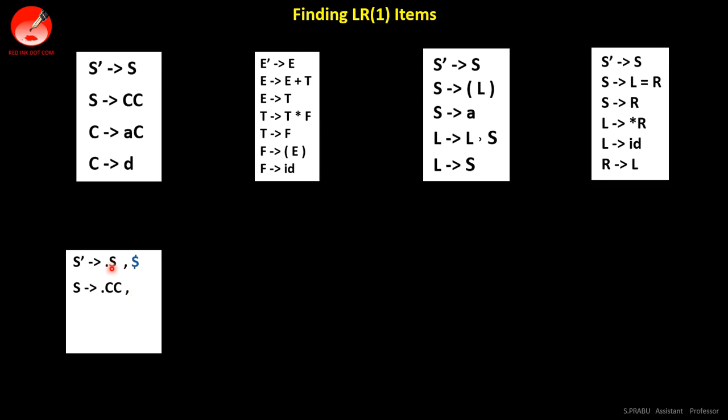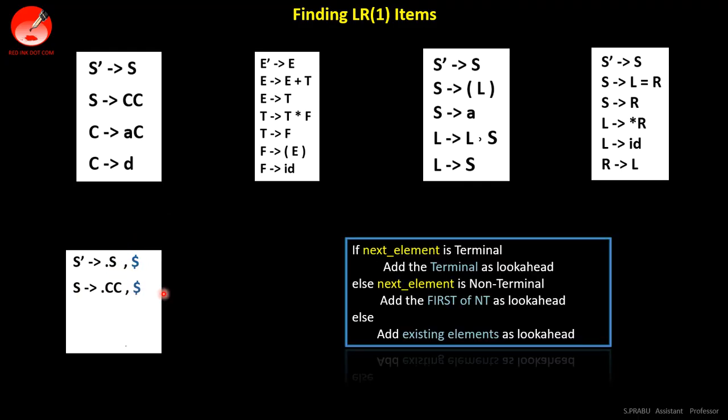Follow element is nothing but the next element of this particular non-terminal. If the next element is a terminal, we should add that terminal here. If the next element is a non-terminal, we should add the first of that non-terminal here. If there is no element, we just copy the previous symbols into this place. So in this case, there is no element after the capital S, so I add the dollar symbol here. So the second line is over.